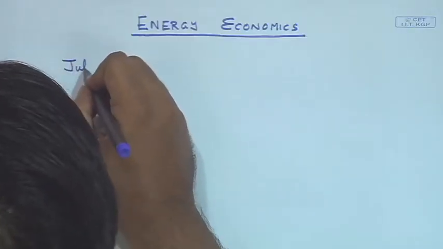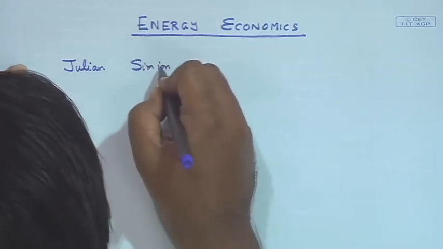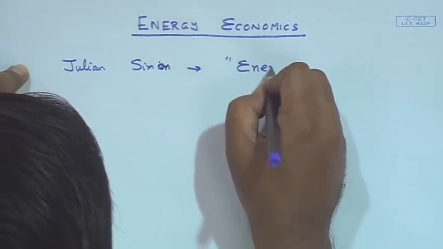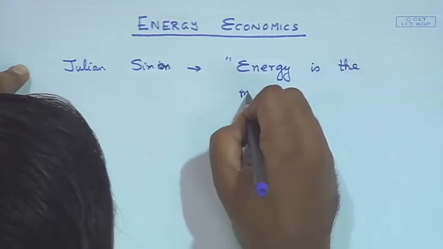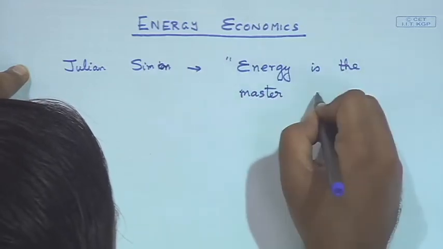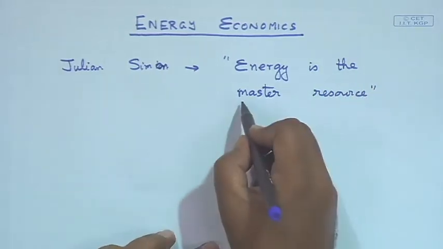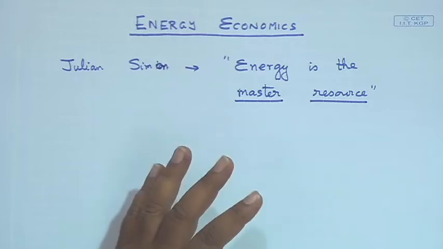There is a famous economist, his name was Julian Simon. What he said is energy is the master resource. Mark my words, energy is a master resource. So, all things depend on available energy.